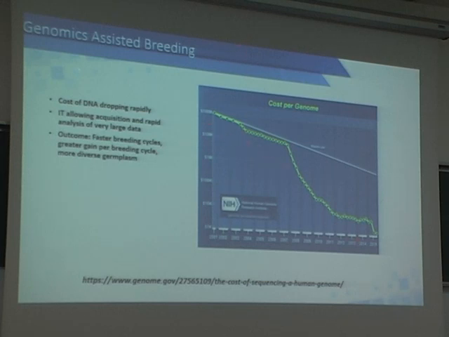When we started this program in 2010, it was unthinkable to think about sequencing the genome of wheat. And because of this progress, where the costs have decreased from $100 million to sequence the human genome in the early 2000s to less than $1,000 around 2015, it allowed us to do large sequencing runs and develop markers that can be used in assisted breeding. And marker assisted breeding basically provides greater gain per breeding cycle and more diverse germplasm.